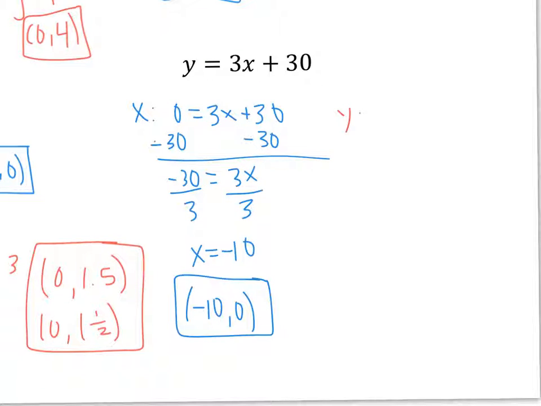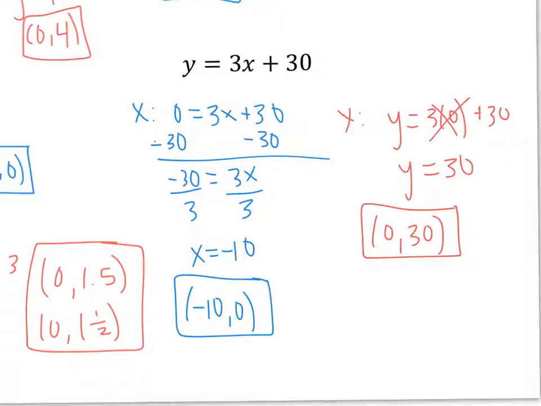All right, the y-intercept now would be y equals 3 times 0 plus 30. Anything times 0 is 0, so y equals 30, so (0, 30). So again, this video was on finding the x and y intercepts from an equation, and we simply do this, as stated at the beginning of the notes, by plugging in 0 for the opposite variable and solving for that intercept. And then don't forget to write your final answer in ordered pair form.